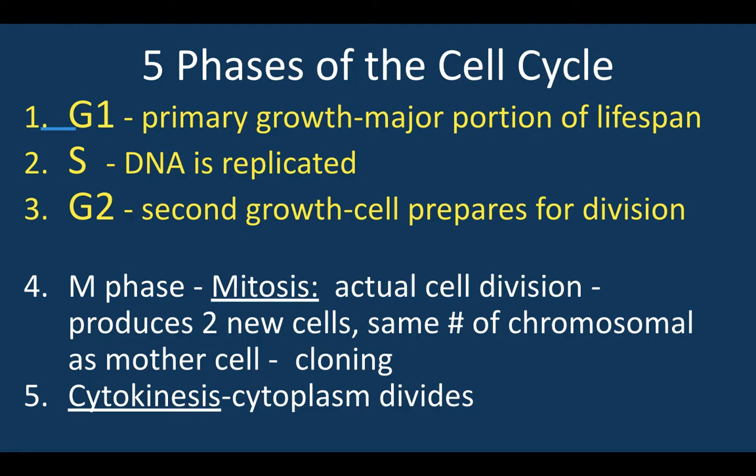G2 is the last part of interphase. This is called the secondary growth, and where the cell prepares for division, that final step before it moves on to the M phase. So again, the parts in yellow are all happening during interphase. Step 4 is the M phase, or mitosis. This is the actual cell division where 2 new cells are being made. It could be determined as cloning because it's the same number of chromosomes as the mother cell. And it finally finishes off with cytokinesis, where the cytoplasm is dividing in half and creating those 2 new cells.